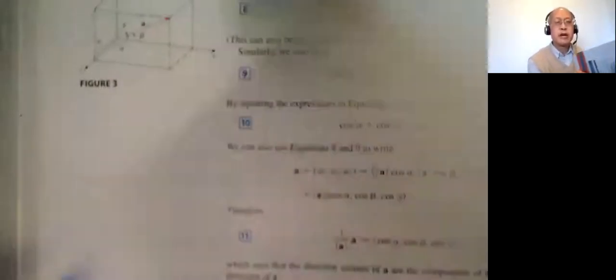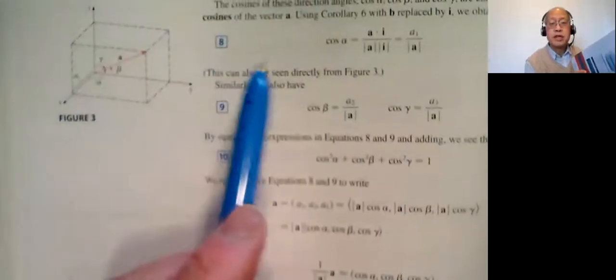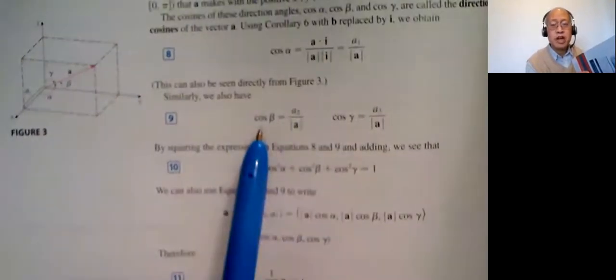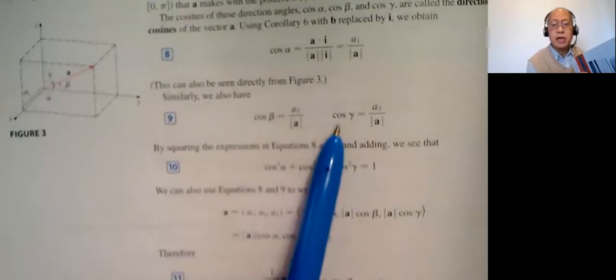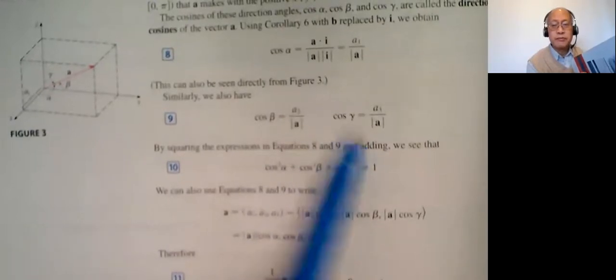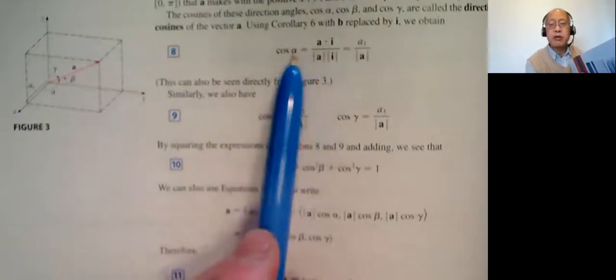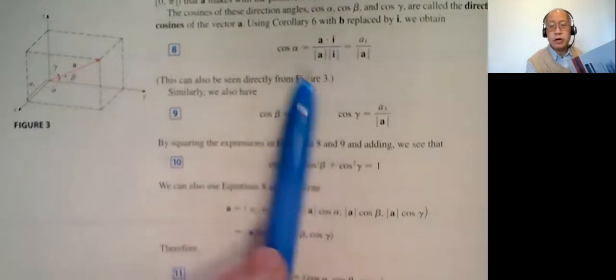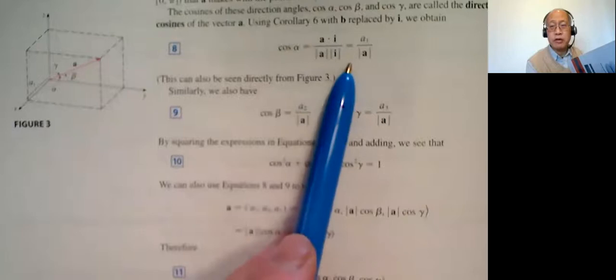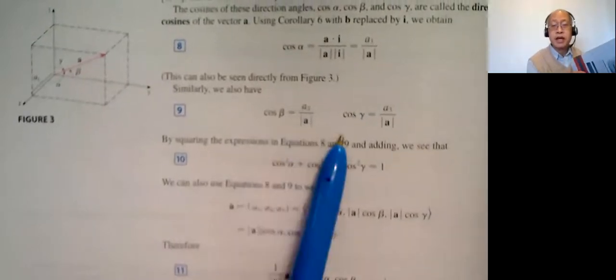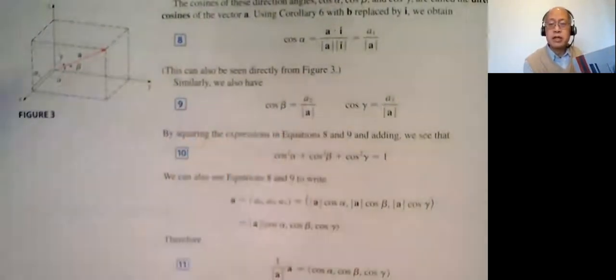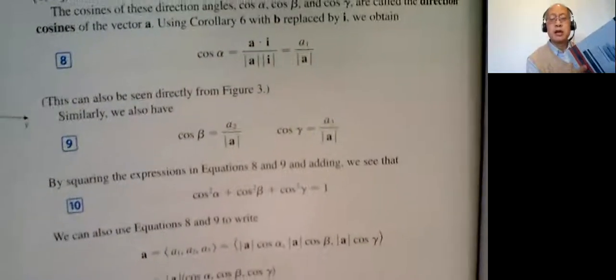Okay, and you can tell from trig that we have this property: the cosine of alpha is A1 over magnitude of A, cosine beta is A2 over magnitude of A, cosine gamma is A3 over magnitude of A. Okay, and that's just by using the formula A dot I over norm A, norm I. A dot I, well, I is (1, 0, 0), so all you have is A1. Magnitude of I is 1, so you just have A1 over magnitude of A. Similarly for beta and gamma. So we have cosine of alpha is A1 over norm A, cosine beta is A2 over norm A, and cosine gamma is A3 over norm of A. And you can put these on your formula sheet if you wish.